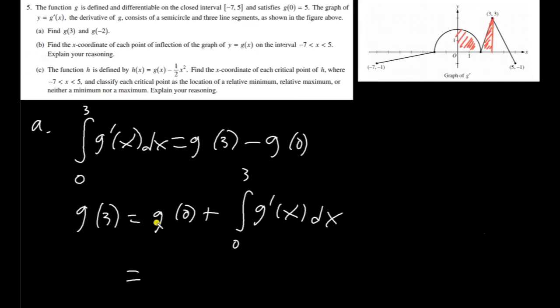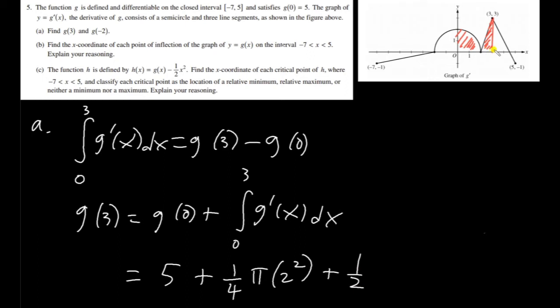So what is it? Okay, well, g of 0 is 5, right? And we're adding this. So what is it? This first quarter circle is going to be 1/4 of the area of the whole circle. So it's going to be 1/4 times pi r squared. R in this case is 2, right? Because we're going from 0 to 2. So 2 squared. That's this part. And then we also need this triangle. It's going to be 1/2 base times height.